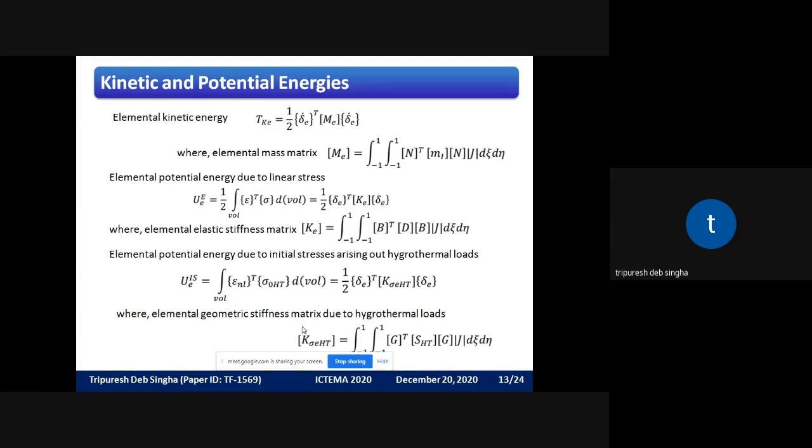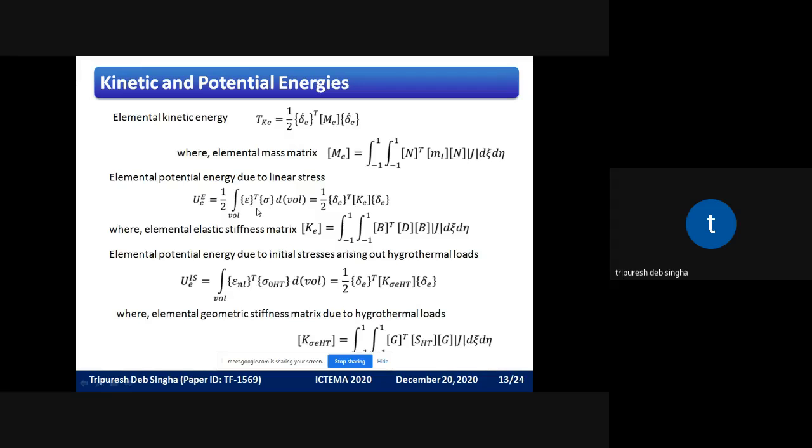Now the kinetic energy for the element is calculated using this formula, that is T_E, which is basically equal to half m v square, and after reducing this formula, ultimately we get half delta_E transpose M_e delta_E, where M_e is basically the elemental mass matrix.